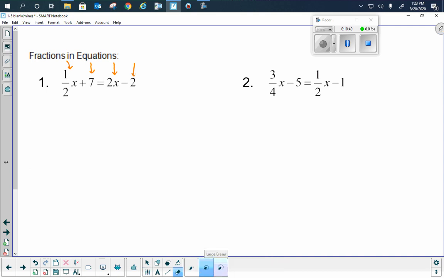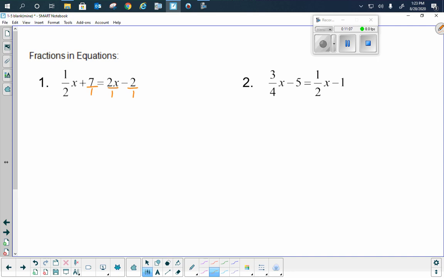I'm going to erase this. It's going to get complicated quickly, and I want to make it as easy as possible. I'm going to make every term into a fraction. So the only number I can put 7 over without changing it is 7 over 1, because 7 divided by 1 is 7. Likewise, I'm going to put 2x over 1 and negative 2 over 1. And our front fraction, the 1/2 in front of the x, is already a fraction.